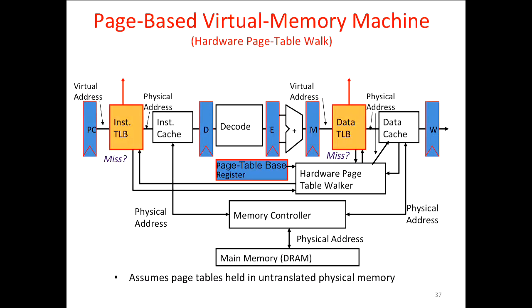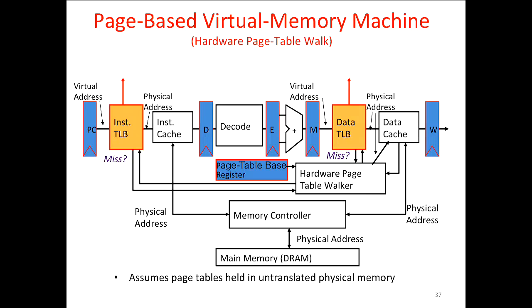And so, just trying to put this together in the hardware with a hardware page table walker. Here's the instruction TLB. If you get a miss, you tell this hardware page table walker, which has this page table base register as an input. It then usually goes through the cache to actually access the page tables. And all this is physical addresses down here. So let's assume that all the page tables are held in physical address memory.